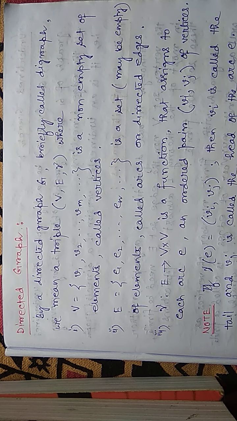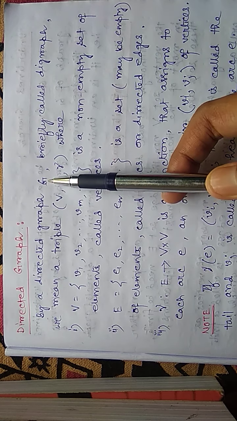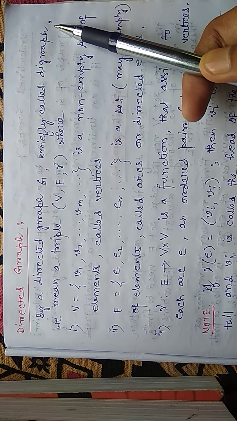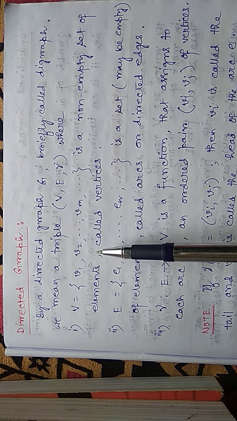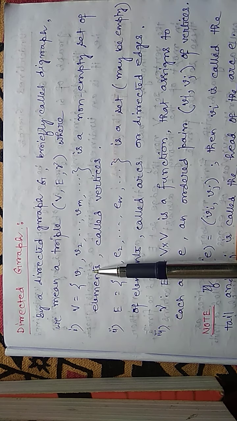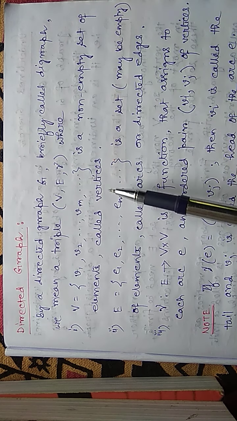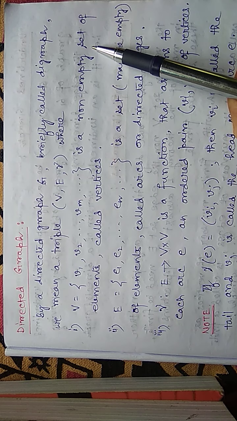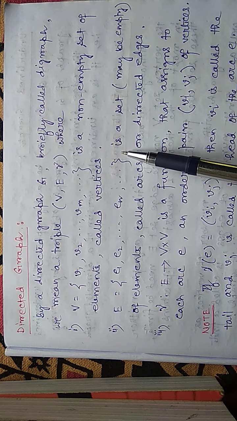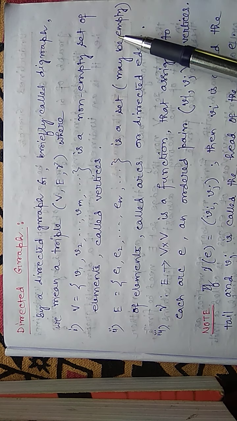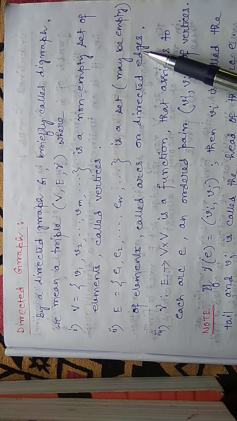Okay, let's start with directed graph. By a directed graph G, briefly called digraph, we mean a triple V, E, gamma where as previous V is the vertex set containing the vertices V1, V2, so on, Vm and so on. It must be a non-empty set. E equals E1, E2, En and so on is a set. It may be empty, of elements called arcs or directed edges.